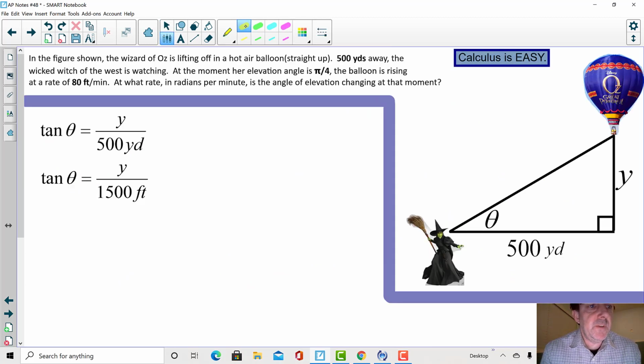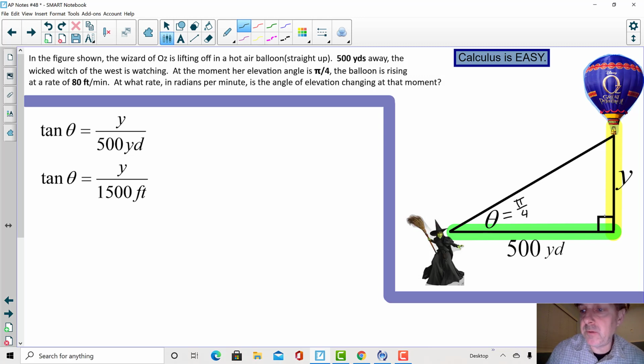Okay, for this example, it says in the figure shown, the Wizard of Oz is lifting off in a hot air balloon. He's going straight up. You can see that happening over here on the right side. It says 500 yards away, the Wicked Witch of the West is watching. So that's going to be a constant distance. At the moment, her elevation angle is pi over 4. So we want to stop when this angle is equal to pi over 4.